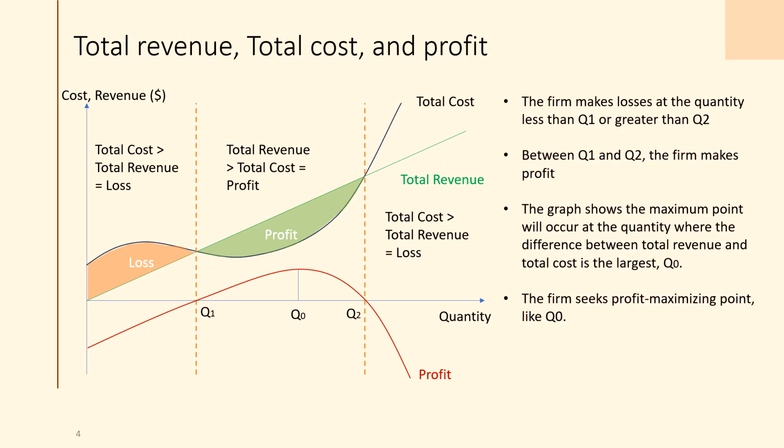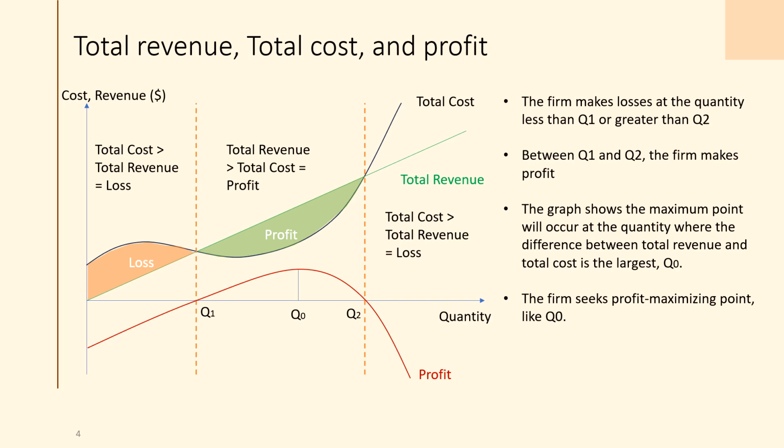Now let's identify the profit maximizing point. At low levels of output, less than Q1, total cost is higher than total revenue, so the firm is making losses. As output increases, total revenue eventually exceeds total cost, and the firm begins to earn profit. However, beyond a certain level, Q2, costs rise faster than the revenue and profits start to decline again.